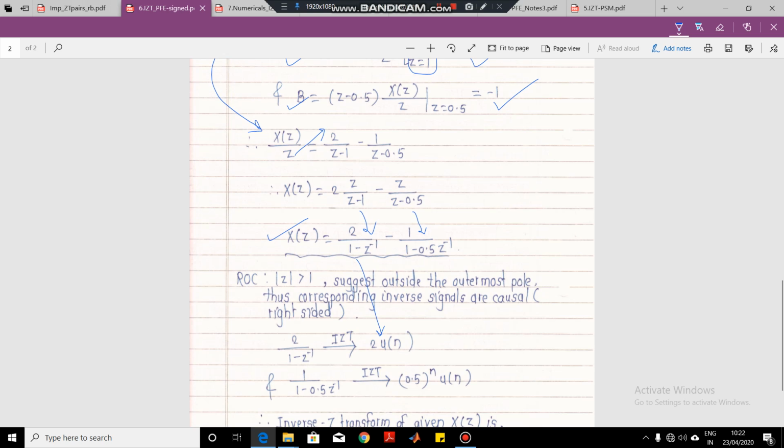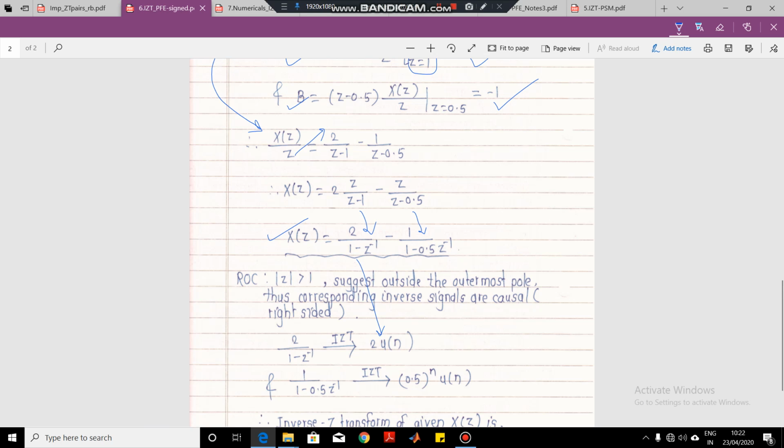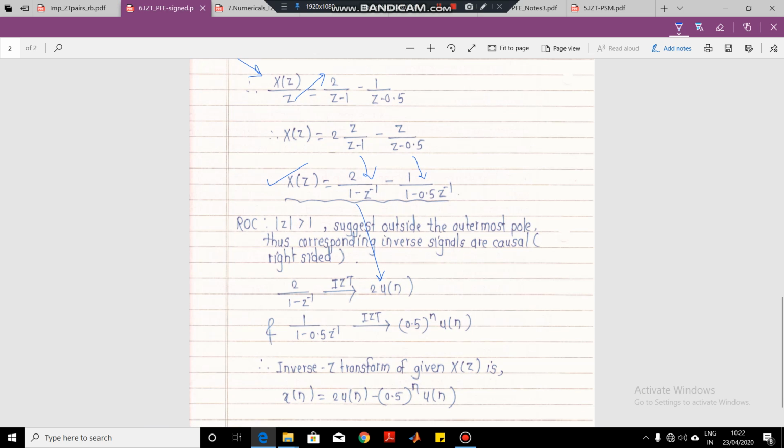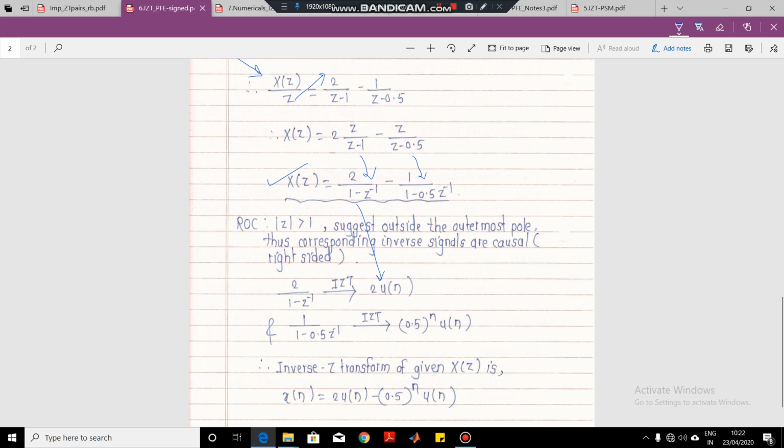So 2 is a constant, so 2 will come outside. 1 upon 1 minus z raised to minus 1, using the standard pair, is u of n. So simply I write here, this is nothing but 2 into u of n. Similarly, I compare this with the standard pair 1 upon 1 minus a into z raised to minus 1. Since it is causal, I will get a raised to n u of n, that means 0.5 raised to n u of n. So this is my second inverse z transform.